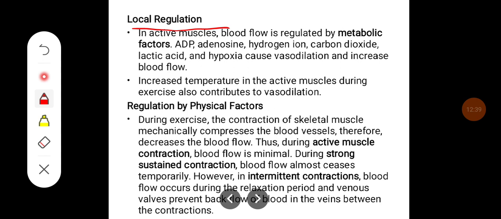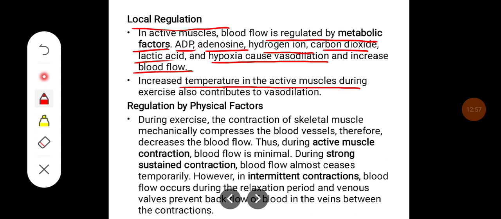Local regulation. In active muscles, blood flow is regulated by metabolic factors. ADP, adenosine, hydrogen ion, carbon dioxide, lactic acid, and hypoxia cause vasodilatation and increase blood flow. Increased temperature in the active muscles during exercise also contributes to vasodilatation.